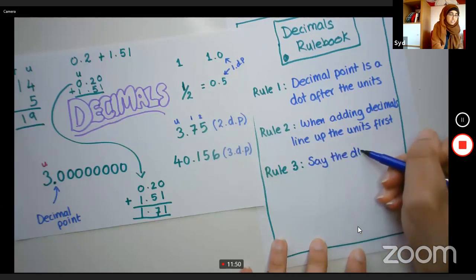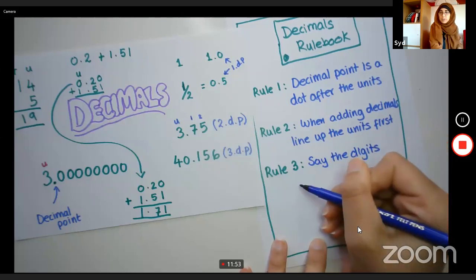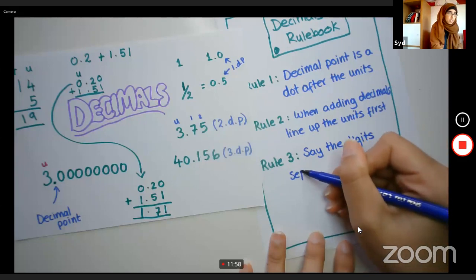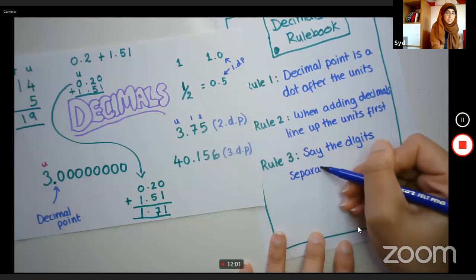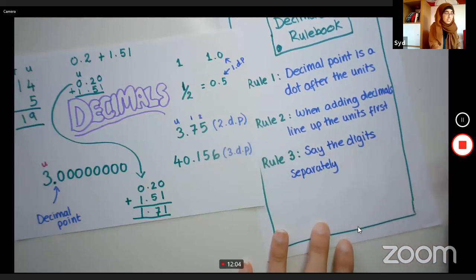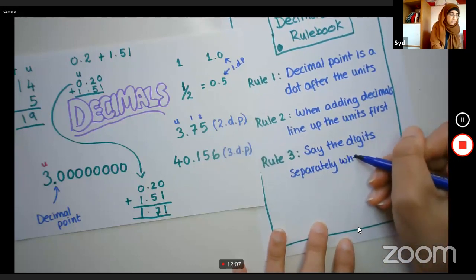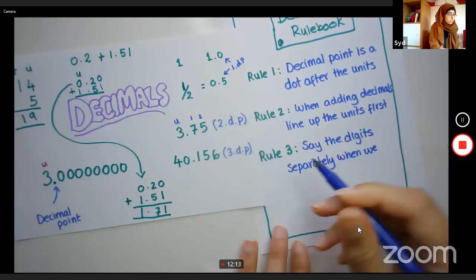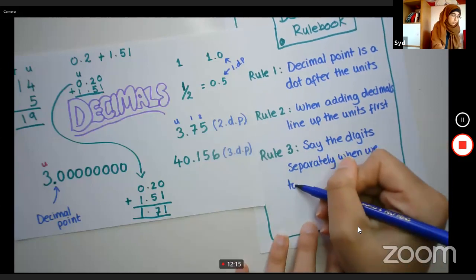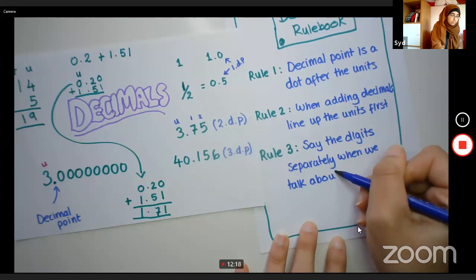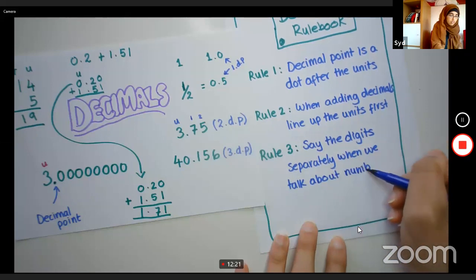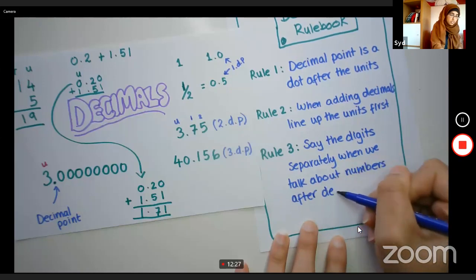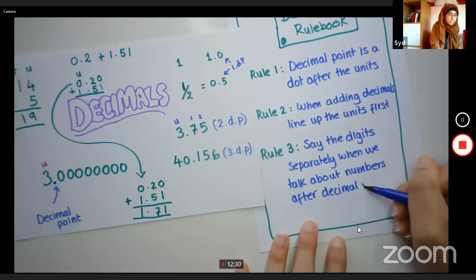the digits separately. Okay, this is where I can't spell the word separate, guys. So if you know how to spell separate, is it A-R or E-R? Separately. I have no idea. Is that right, guys? Let me know. Say the digits separately when we talk about numbers after the decimal point.